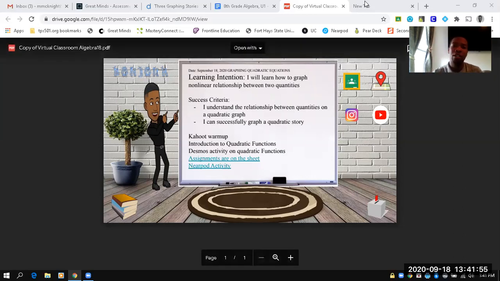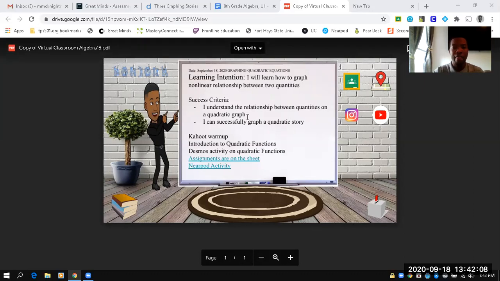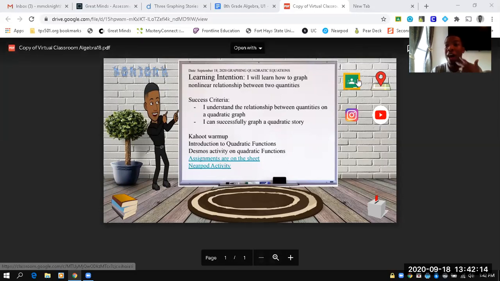I put that word in the chat so that everyone knows how to spell that word. It's called a parabola. And go ahead and Google that word. You could see what I'm talking about. And then one of the other success criteria is I can successfully graph a quadratic story. So again, we're gonna be looking at some stories, and then we're gonna have to draw the graph of it.